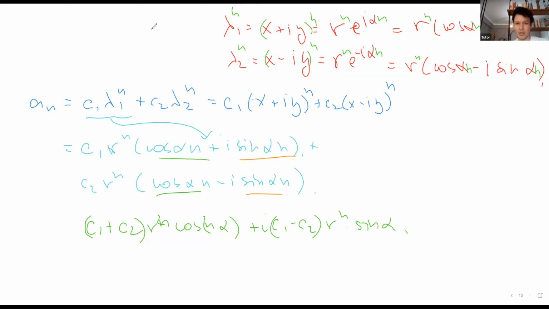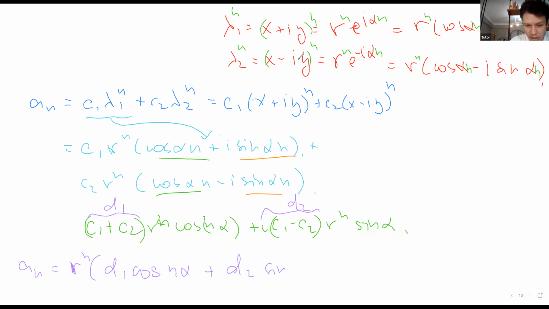One thing that I can do is take this thing and call it D1, and I can call this entire thing in here D2. So now I can rewrite this entire thing. I can basically say that A_n is going to be equal to r to the power n, and then inside, D1 cosine of n alpha plus D2 sine of n alpha. So this is basically the formula.